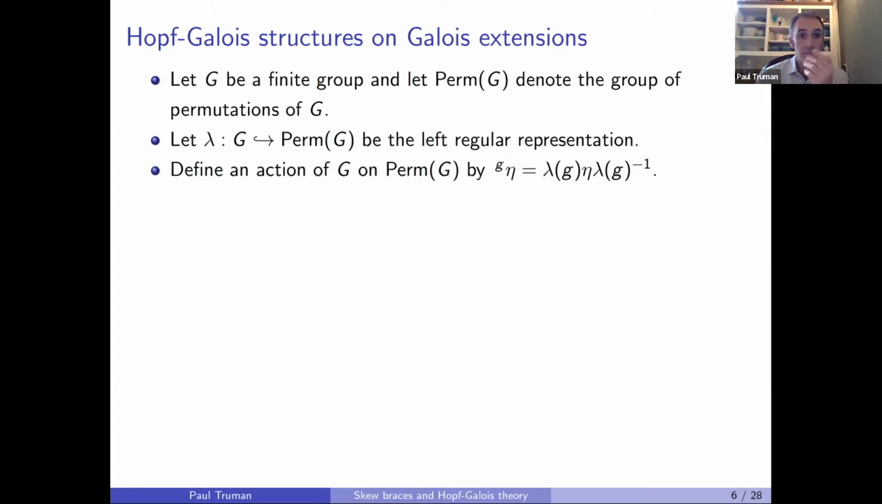And the setup for doing that starts with the group of permutations of G and this left regular representation of G into its own permutation group. And I want to use that left regular representation to let G act on its own permutation group by the formula given here. So an element g of G acting on a permutation eta is just going to be eta conjugated by lambda of g. So lambda of g sits in the permutation group. This at least makes sense. So that gives me an action of G on Perm(G).